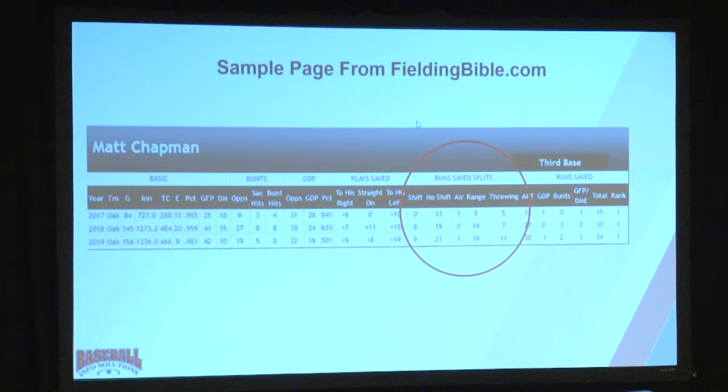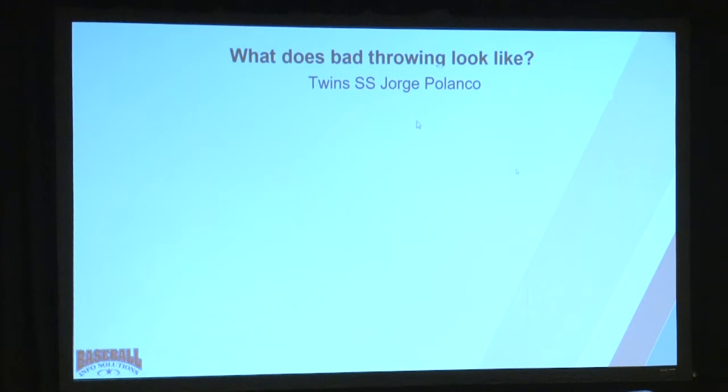And we track this. You can find this publicly in a number of different places. Baseball Reference is one. Fangraphs is another. And then we go a little bit more detailed on our website, fieldingbible.com, where you can see breakdowns such as how he fared on balls hit to his right, straight on, and to his left. And then you can see how many runs of value he saved, shift or no shift, balls in the air, range credit, and throwing credit. And you can see Matt Chapman has a pretty good run of success here, ranking first in each of the last 3 seasons. What does bad throwing look like?